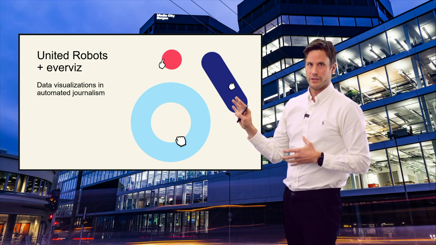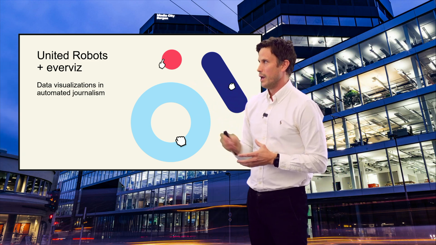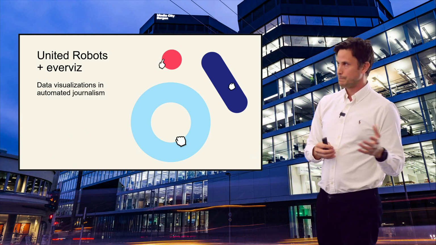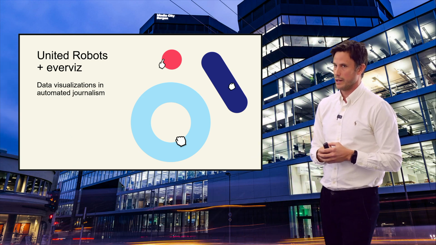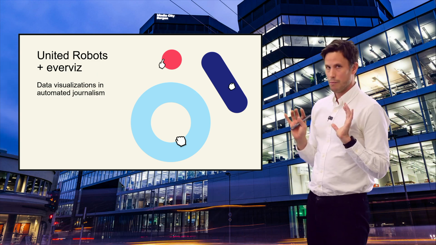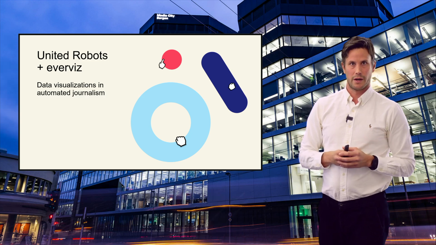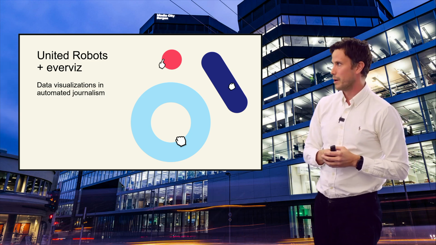United Robots and everviz, this is a really cool partnership. United Robots is a company in Sweden, and they do AI journalism. So they're getting a lot of data, sports data, real estate data, and they're essentially outputting these articles for different parts of the newspaper without any human interaction.